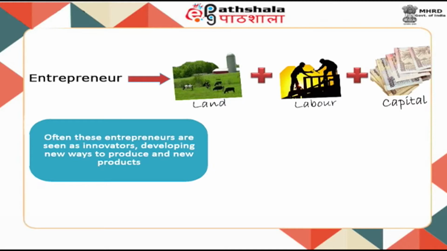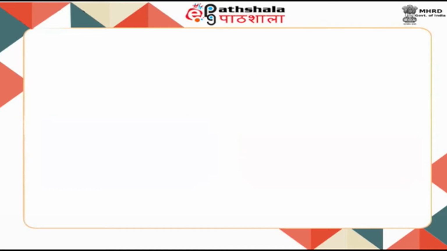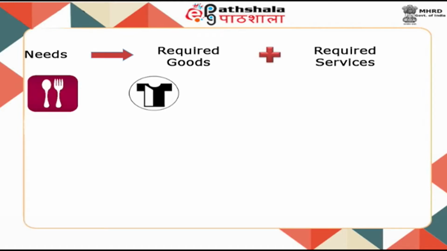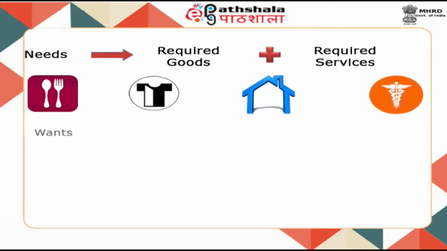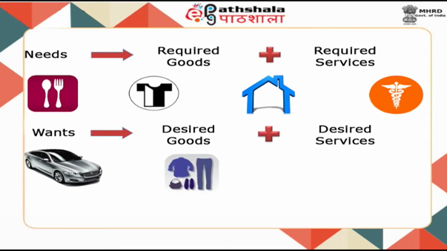In a planned economy, central planners decide how land, labor, and capital should be used to provide for maximum benefit to all citizens. Needs refer to the various goods or services that are required by people. This would include the needs for food, clothing, shelter, and health care. Wants, on the other hand, refers to the goods or services that are not necessary but that we desire or wish for. For example, luxurious cars, designer clothing, furnished houses.